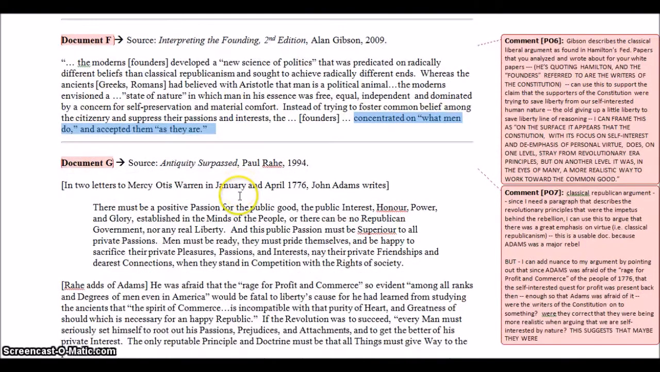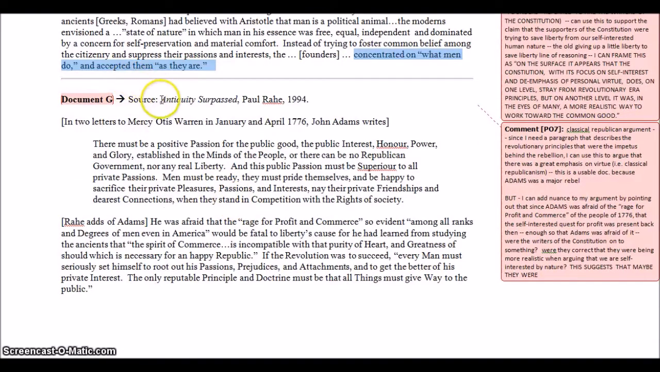Okay? Now, the last document from a book called Antiquity Surpassed, written by Paul Ray, a rather interesting fellow. He's still alive. I saw him lecture a couple of years ago. He made some pretty off-color jokes about women. They didn't like it too much. But he wrote a book called Antiquity Surpassed in 1994. And in this excerpt, he quotes John Adams in a letter he writes to Mercy Otis Warren.